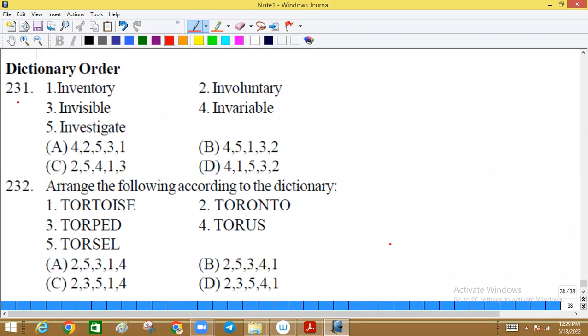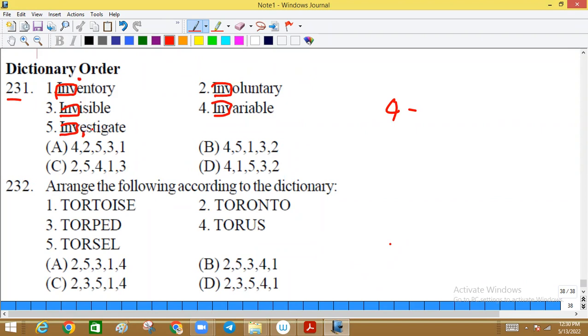See, in this case of dictionary order, question number 231, INV is common here. Here also INV is common. Whatever is common, you take out that common, then after that you start. After that, which letter comes first? A. Which letter comes first? A, that is 4. After A, what comes next? E. But there are two E's.